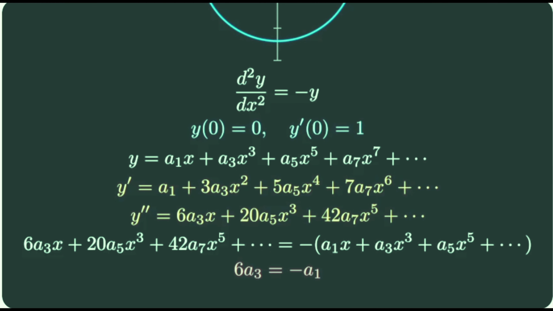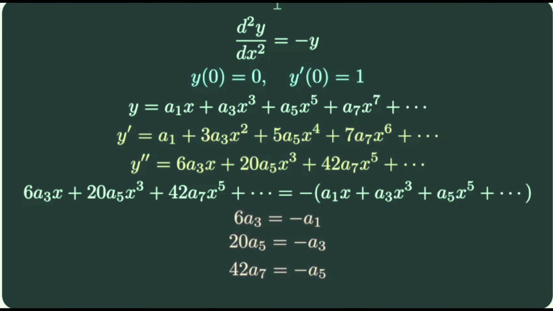Next, match the coefficient of x cubed. We get 20 a 5 equals negative a 3. Then for x to the fifth, we get 42 a 7 equals negative a 5. We can see the pattern. Each coefficient is determined by the previous one.